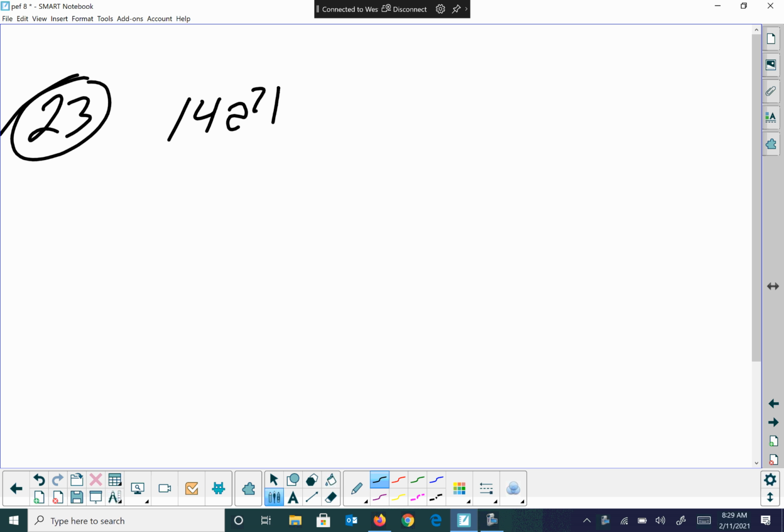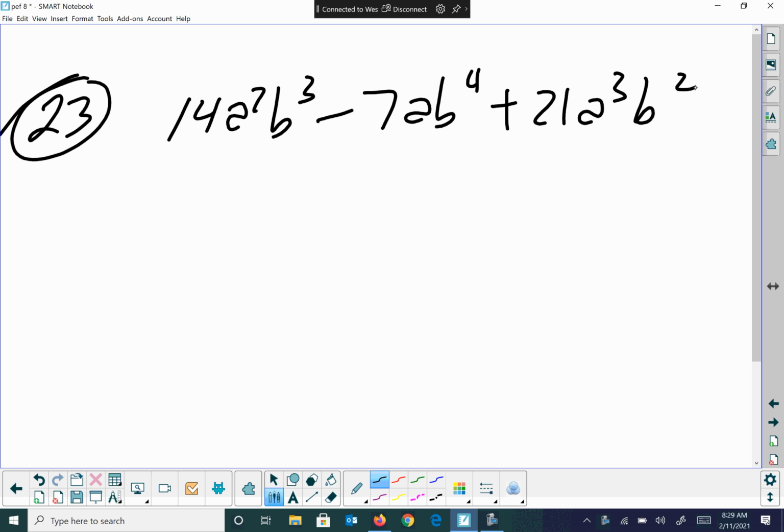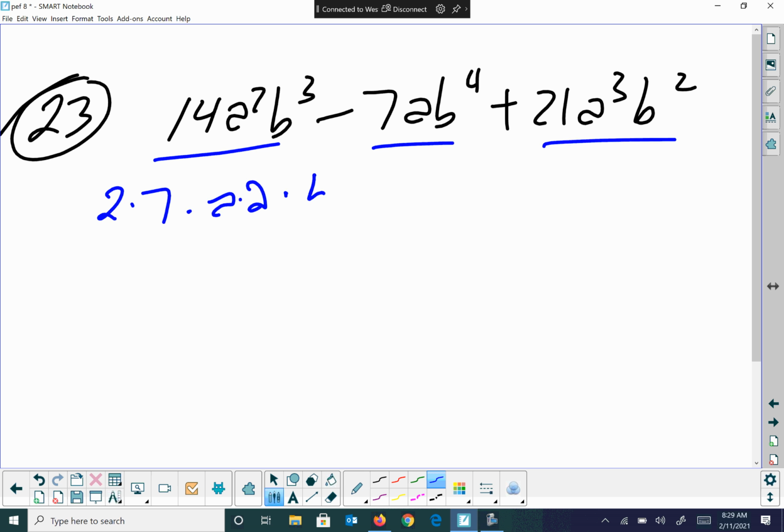14a squared b to the third, minus 7ab to the fourth, plus 21a to the third b to the second. Okay, so again, I'll write it all the way out. Some of you might start seeing the patterns, which is fine, but I'll write it out for you to decipher. So I know that 14 is 2 times 7. I have 3 terms. So 2 times 7, and then a squared is a times a. B to the third is b times b times b.